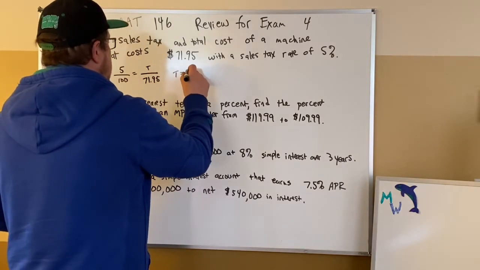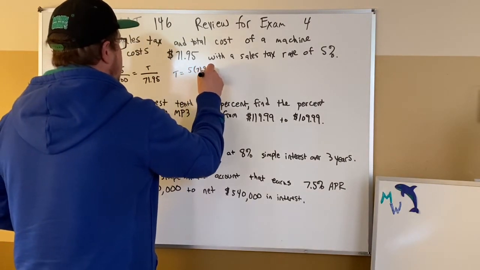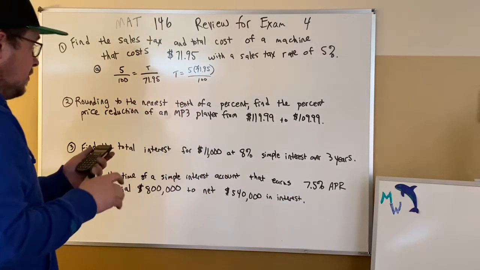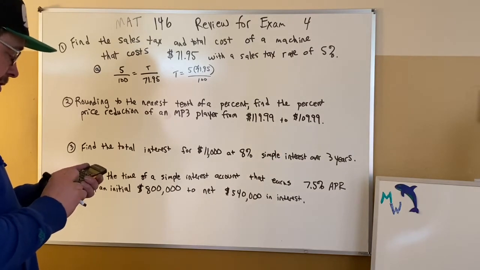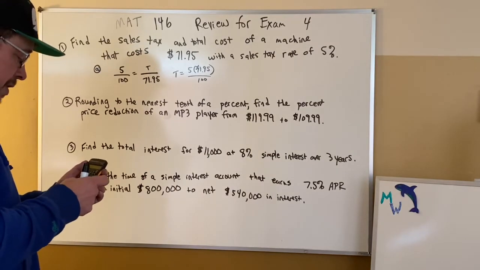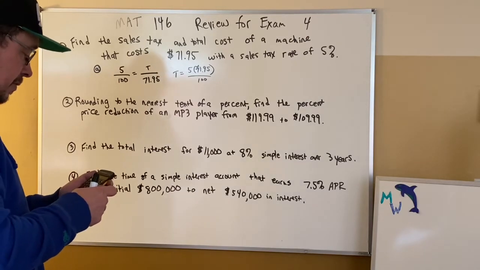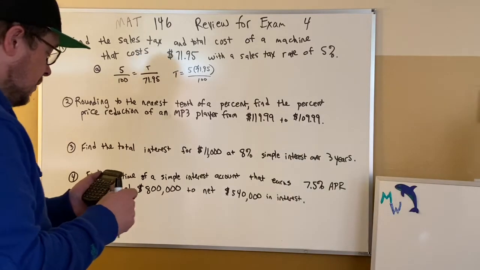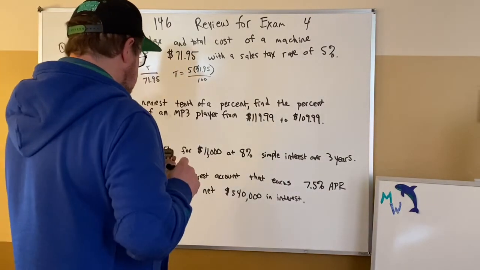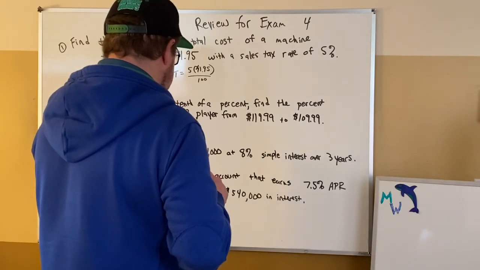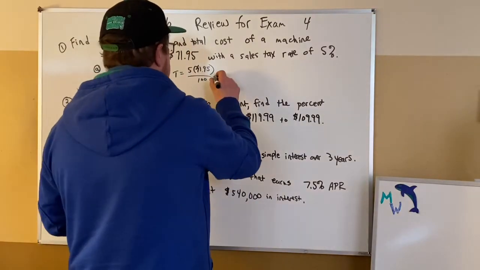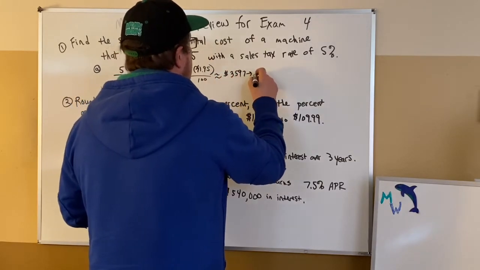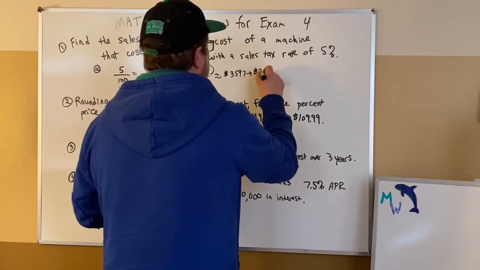So T is going to be equal to 5 times $71.95 over 100. So we divided by the 100 here. 5 times 71.95 equals, and divide by 100, and we're going to round this to the nearest penny. It's $3.597. So that's going to be $3.60.